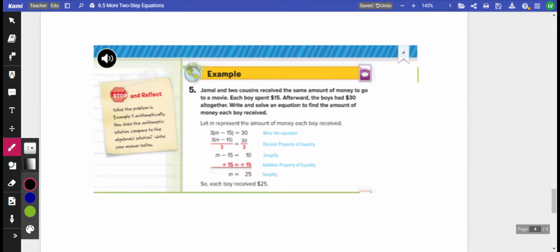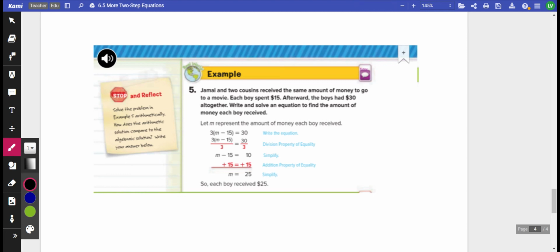So we're going to do one last example. We have Jamal and two cousins that received the same amount of money to go to a movie. Each boy spent $15. Afterwards, the boys had $30 altogether. Write and solve an equation to find the amount of money each boy received.